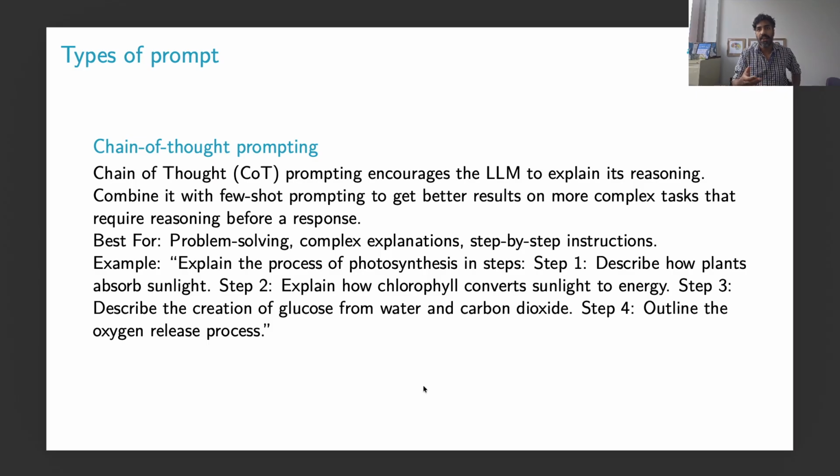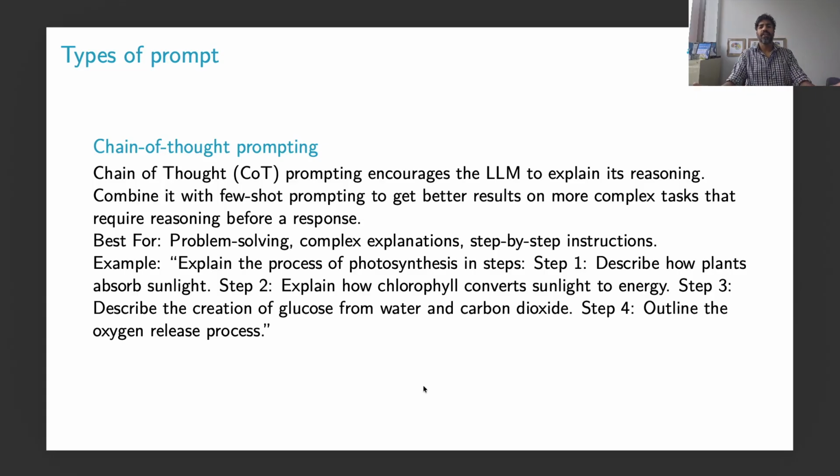So this encourages the LLM, the large language model, to explain its reasoning. Combine it with few-shot prompting to get better results on more complex tasks. So it's really good for problem-solving, complex explanations, or step-by-step instructions. So this is explain the process of photosynthesis in steps, and then you give it step 1, describe how plants absorb sunlight. Step 2, explain how chlorophyll converts sunlight to energy. Step 3, describe the creation of glucose from water and carbon dioxide. Step 4, outline the oxygen release process. So this is chain of thought prompting because it's showing the logic that the model needs to have.